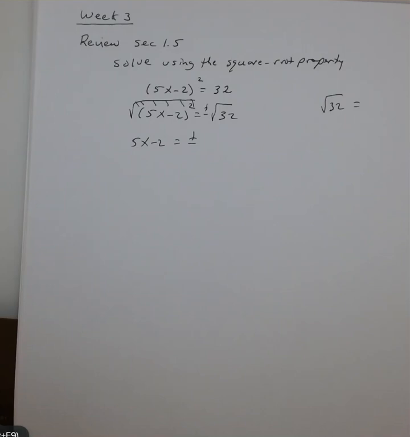8's not a perfect square. 6 is not a perfect square. So besides 1, what's the next perfect square? 4. 4 goes into 32. 4 times 8, right? What's the next perfect square? 9. 9 does not go into 32 evenly. What's the next perfect square? 16. Does 16 go into 32?